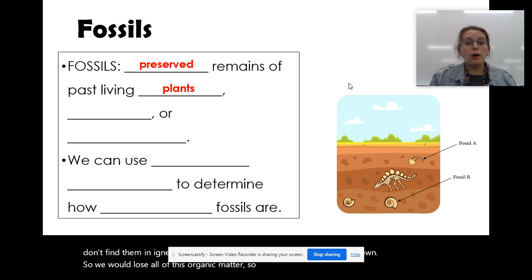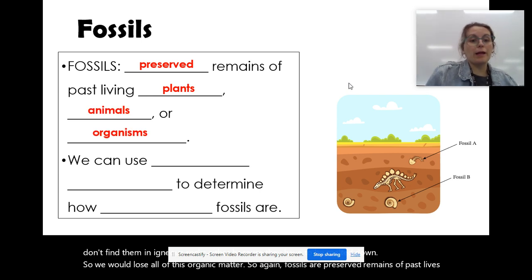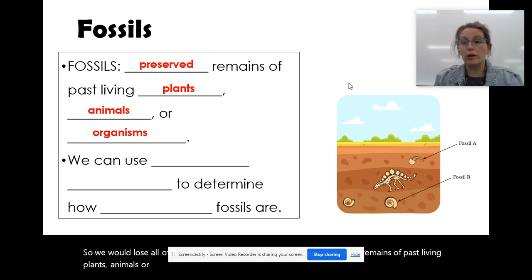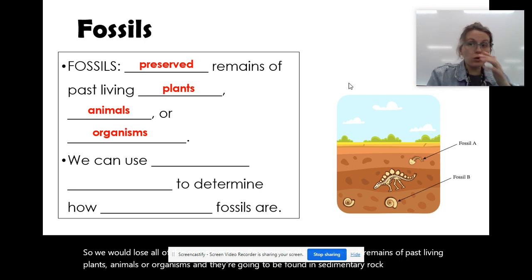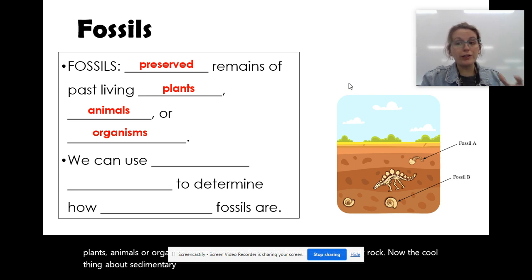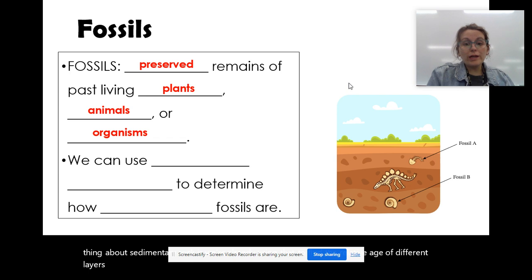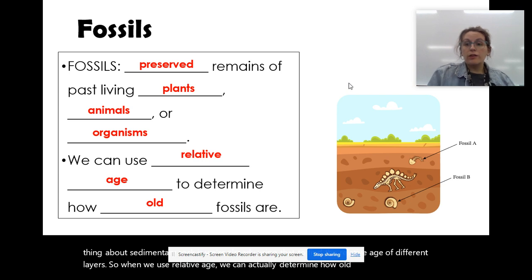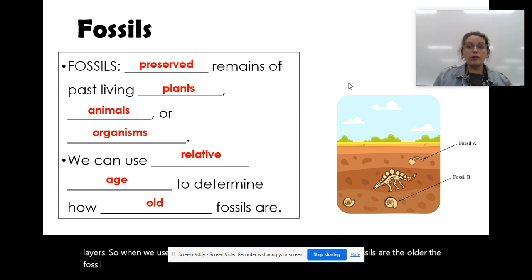So again, fossils are preserved remains of past living plants, animals, or organisms, and they're going to be found in sedimentary rock. Now, the cool thing about sedimentary rock is we're already using that to find the relative age of different layers. So when we use relative age, we can actually determine how old fossils are. The older the fossil is, the further down in the dirt it's going to be.